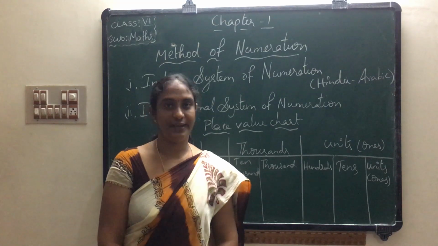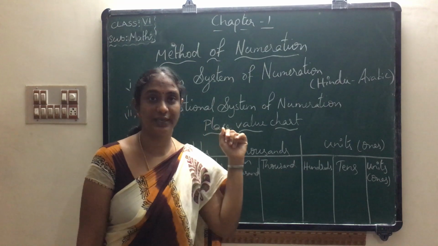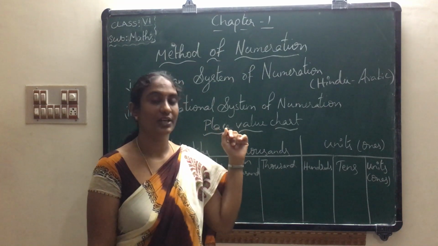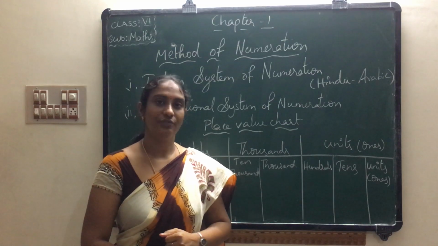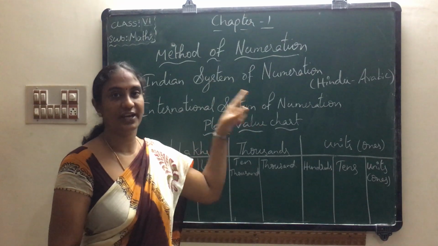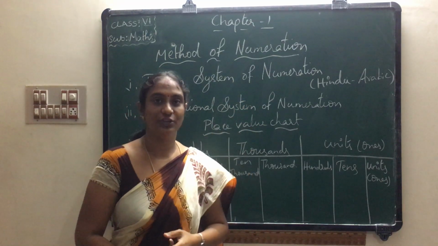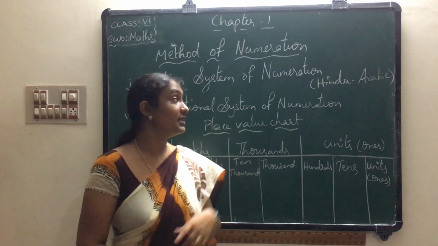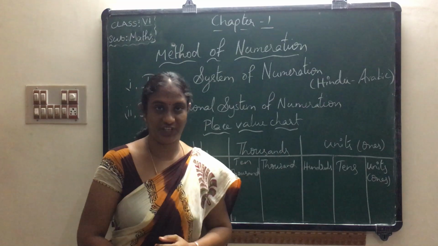Now let us see the next topic, method of numeration. In the method of numeration we are having two systems. One is the Indian system of numeration and another one is the international system of numeration.